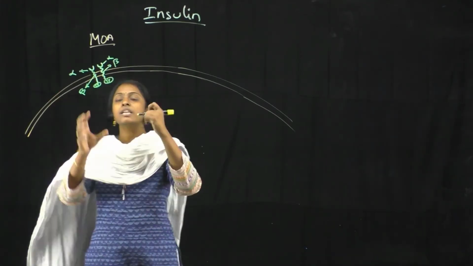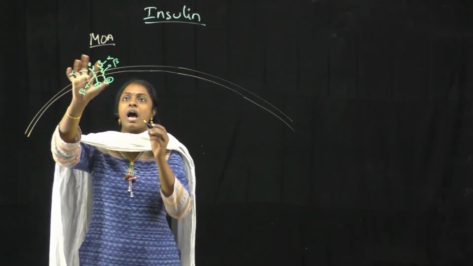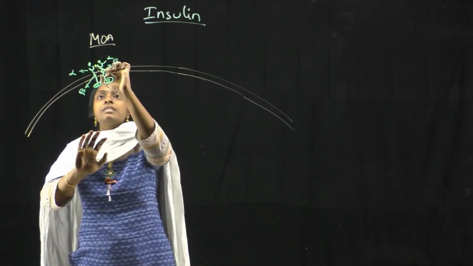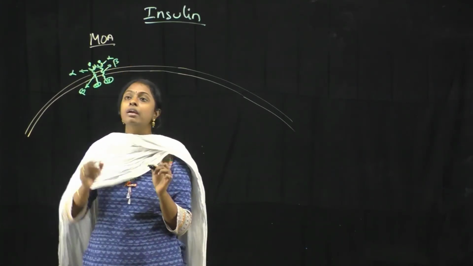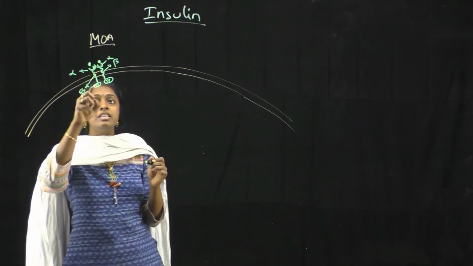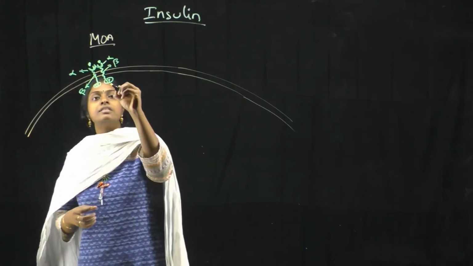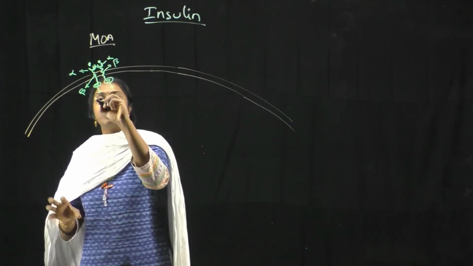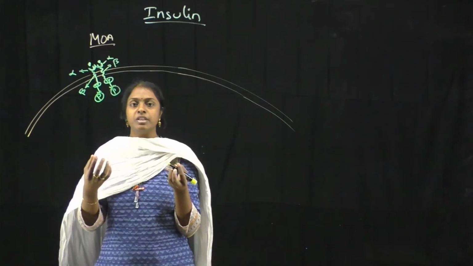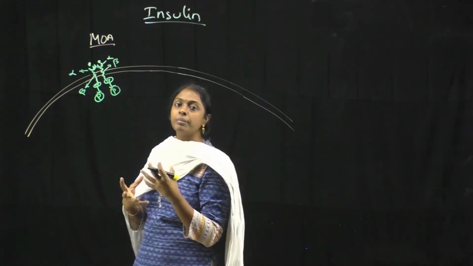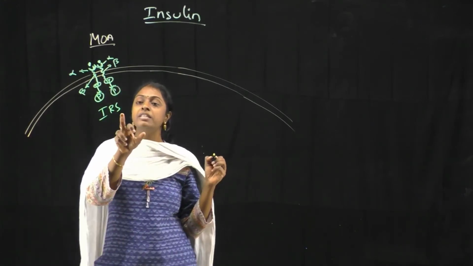When insulin comes and binds, the receptor will get activated. The alpha subunits come together, attach with each other, and activate the beta subunits. When the beta subunits get activated, the tyrosine will get phosphorylated. Phosphorylation means activation, right? So it will do some kind of action. This will cause activation of the insulin receptor substrate protein.